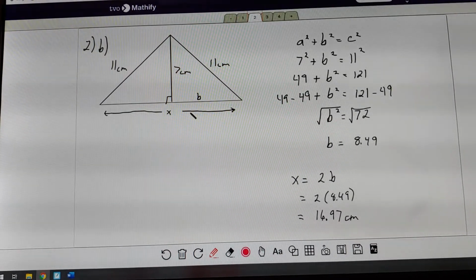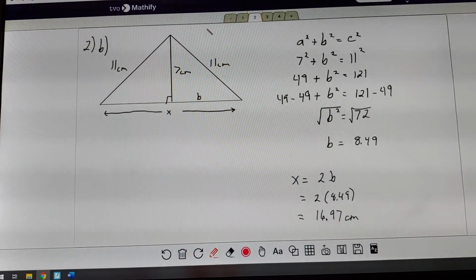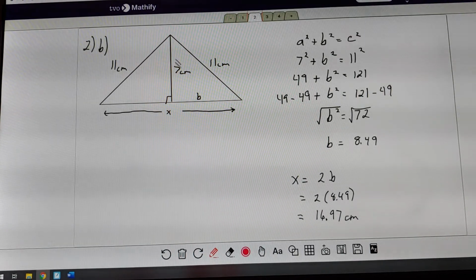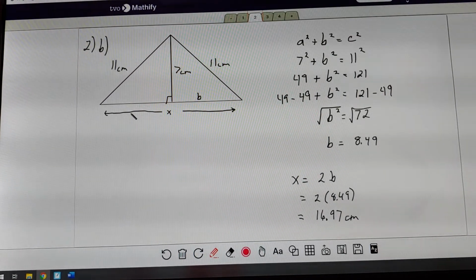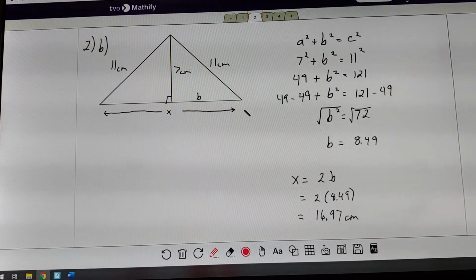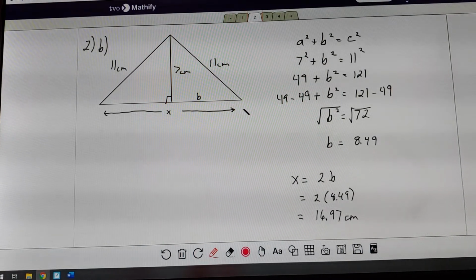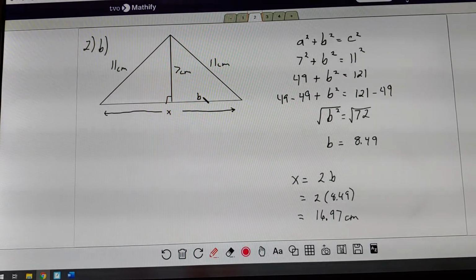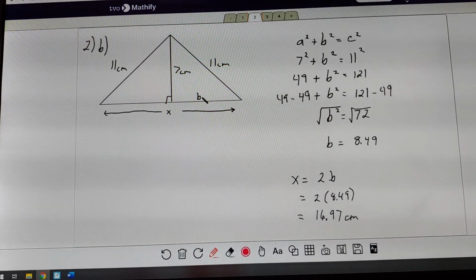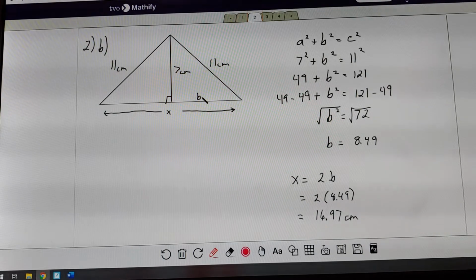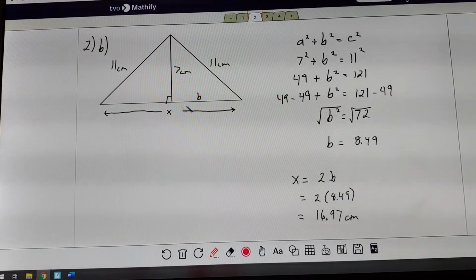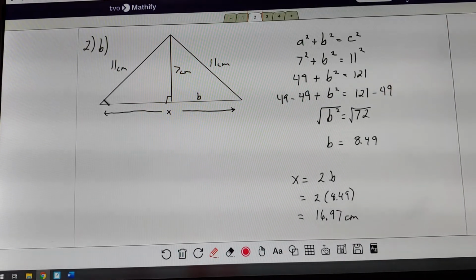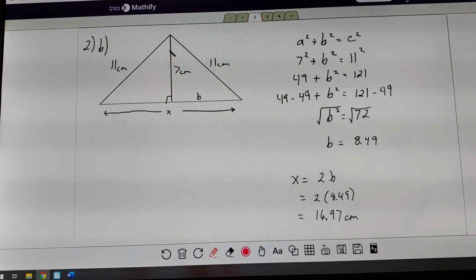For B, they gave us this triangle, so an isosceles triangle with 11 on the sides, and they gave us the height 7 centimeters, and they asked for the length of the base along the bottom, which they labeled as X. So we're still going to be looking at just one of these triangles, like this, and we're going to find B as our unknown. Remembering the final answer, they want the length of X. So to get X, it's just going to take B, and we're going to multiply it by 2, because this is going to be the exact same length over here, because they told us this is an isosceles triangle.